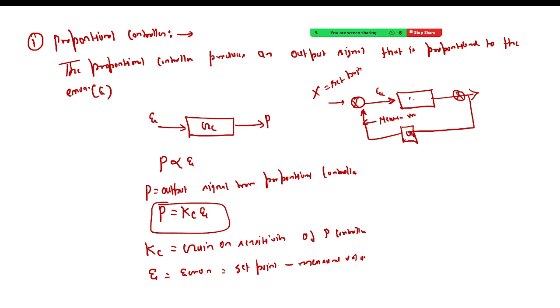And then this error is getting generated, and there is a controller GC, and after that this will give you P. So the error is equal to the set point x minus the measured value. That is what I'm writing, that is set point x minus your measured value, right? I hope these things are clear to all of you.